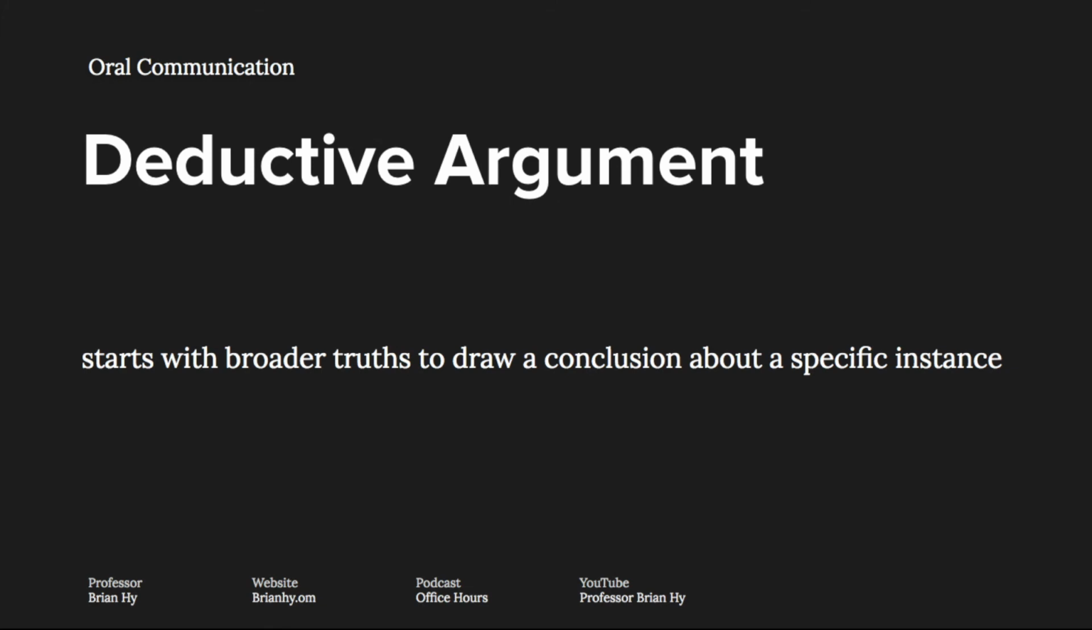Whereas inductive arguments use specific details and observations to make generalizations about probably broader truths, deductive arguments do the opposite. A deductive argument starts with broader truths to draw a conclusion about a specific instance. Therefore, deductive arguments have more certain conclusions than inductive arguments.